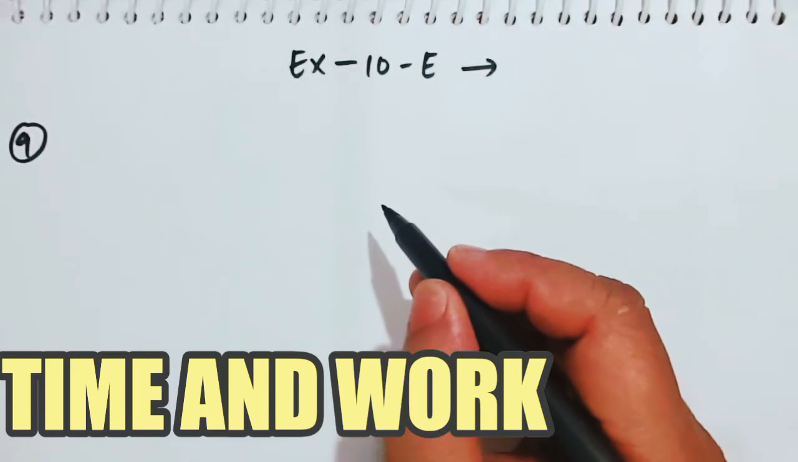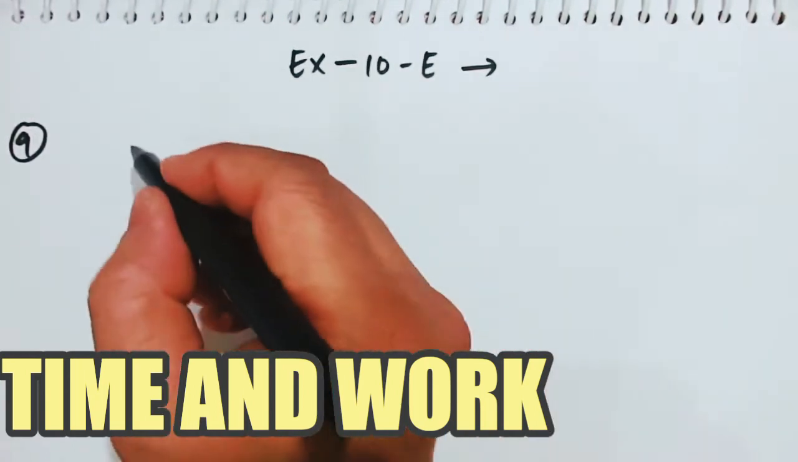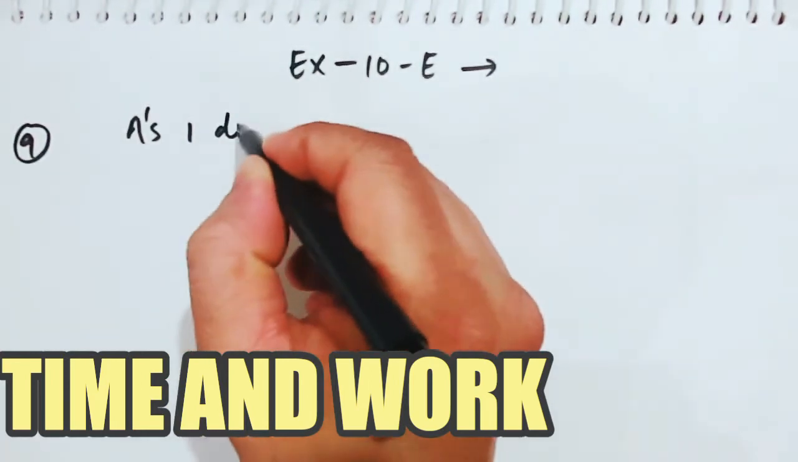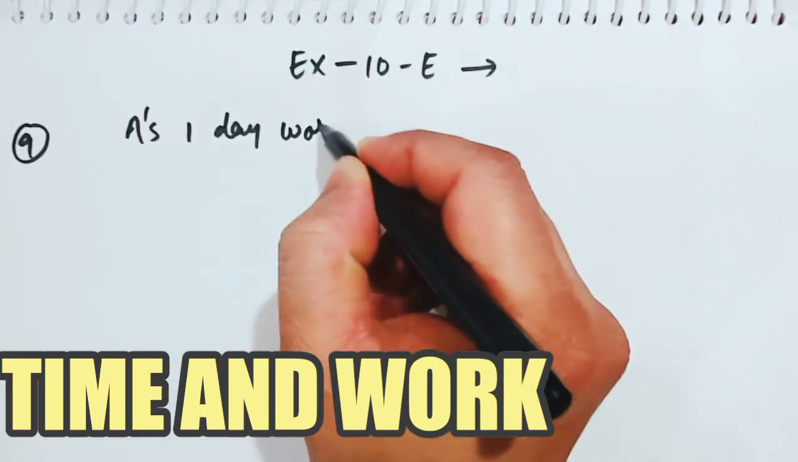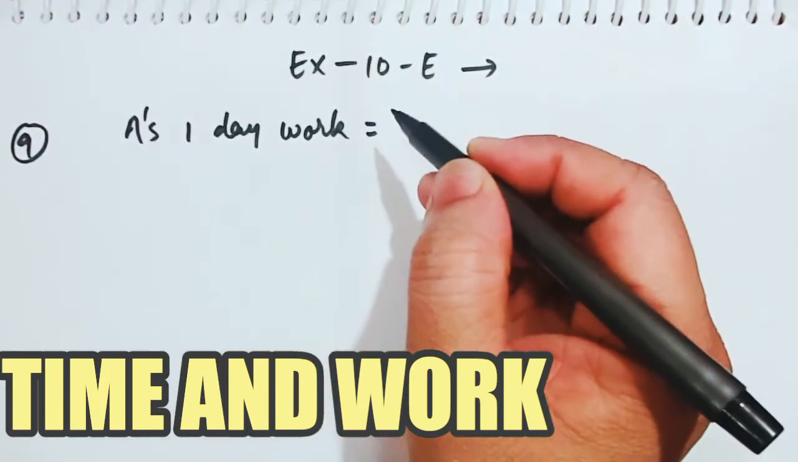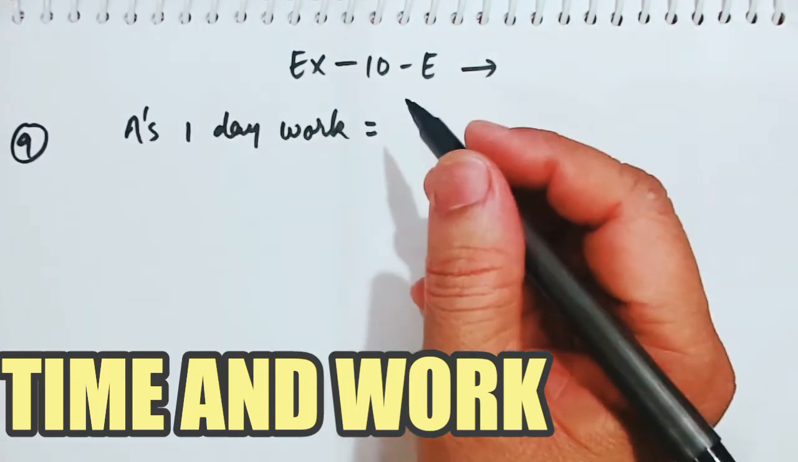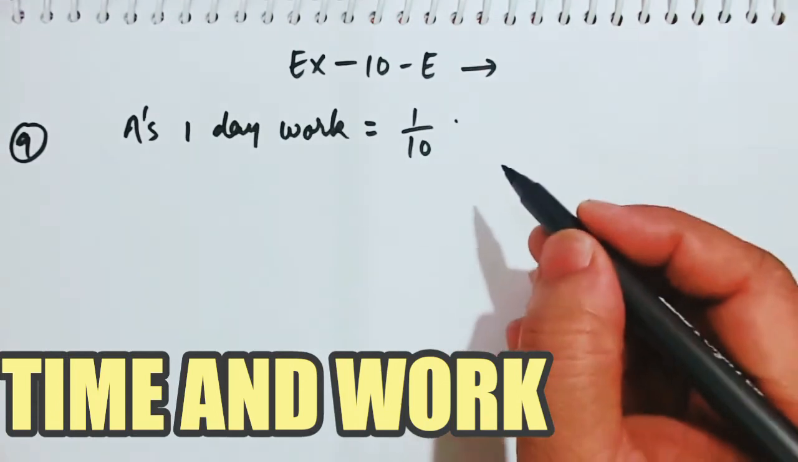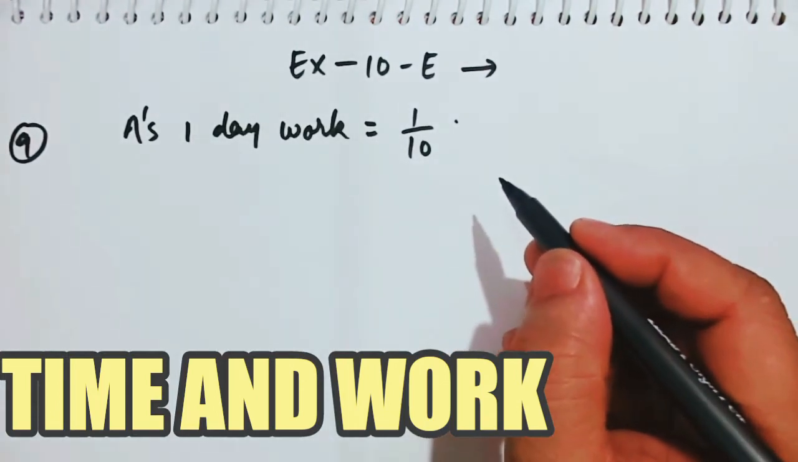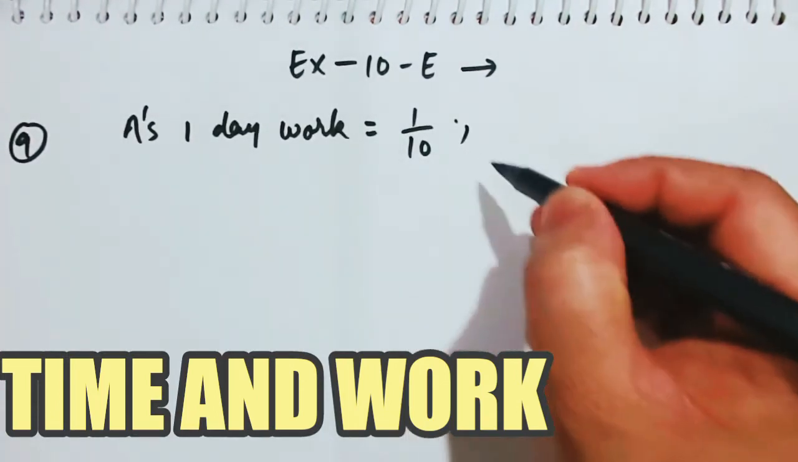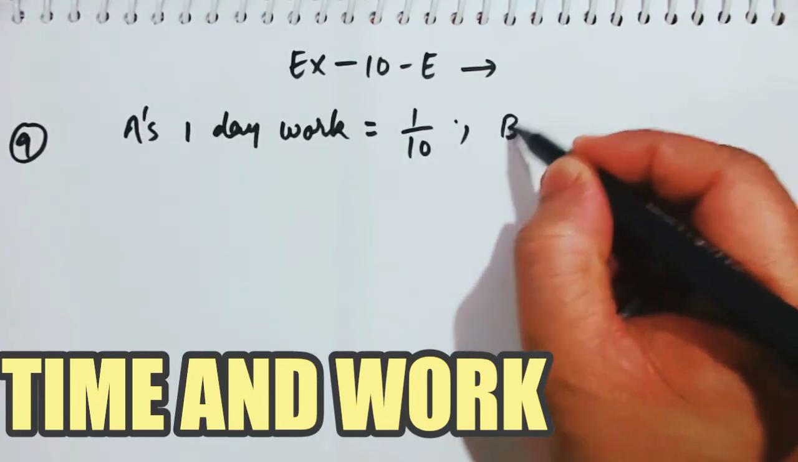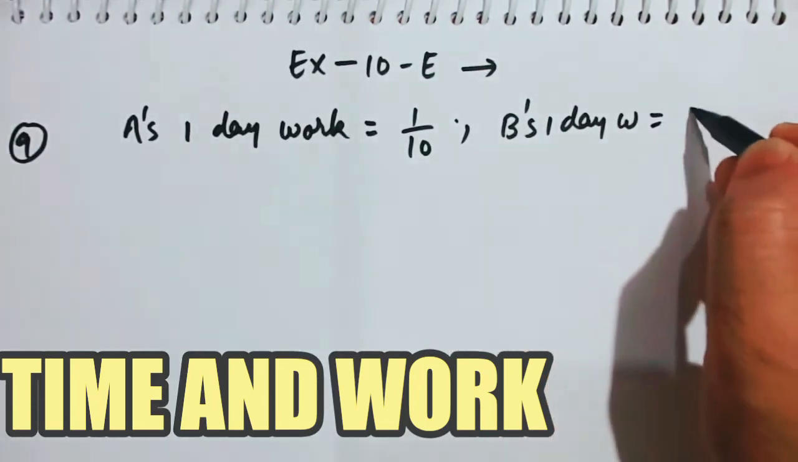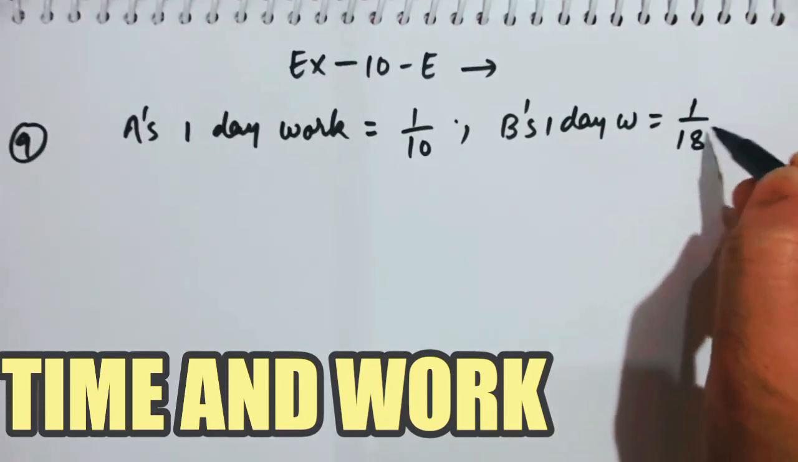They say that A can do a piece of work in 10 days. Fine. So A's 1 day work will be equal to how much? A's 1 day work will be equal to 1 by 10. Very good. Then they say that B can do the same piece of work in 18 days. Therefore, B's 1 day work is equal to 1 by 18.